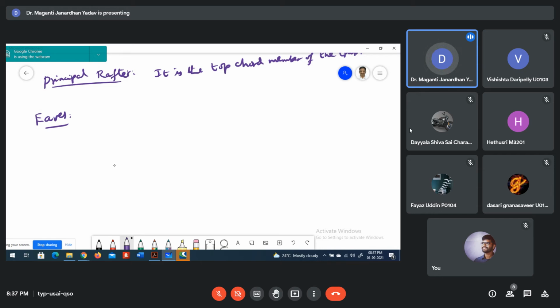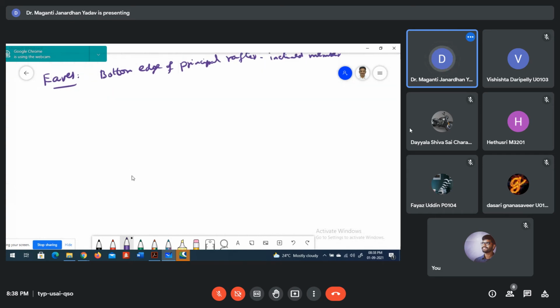It is a bottom member of the principal rafter. It is an inclined member.